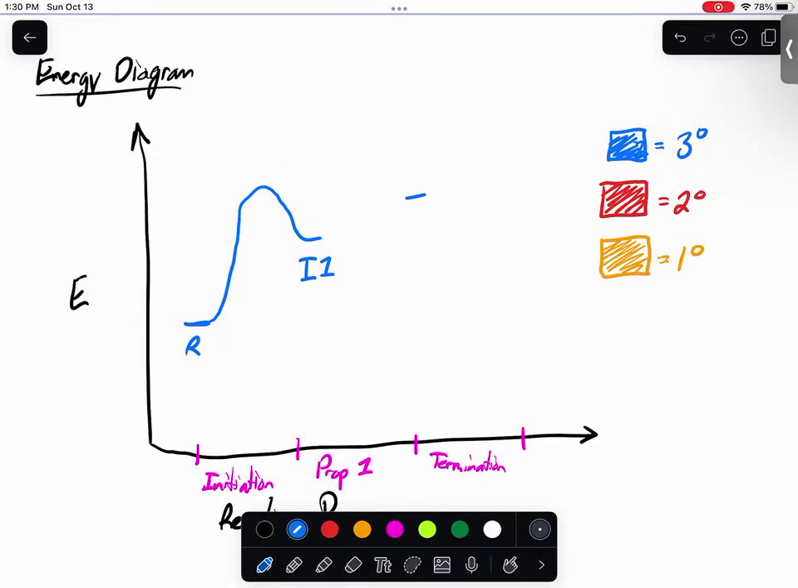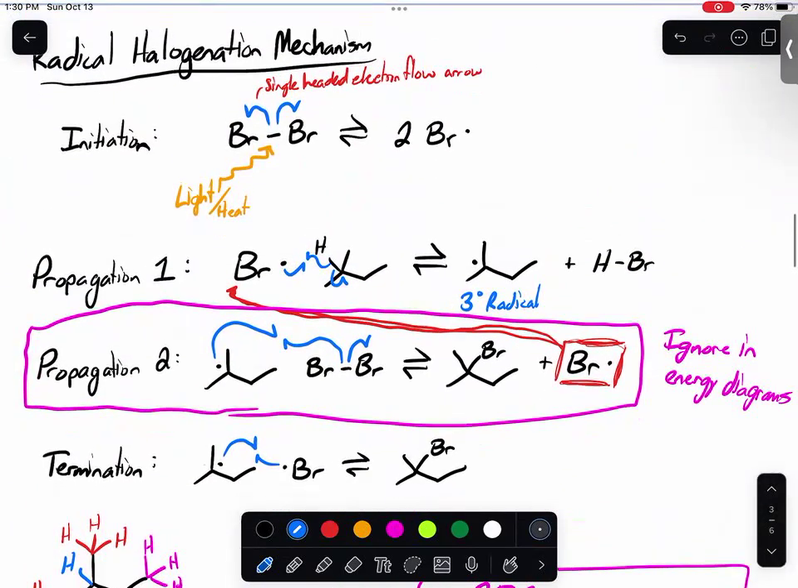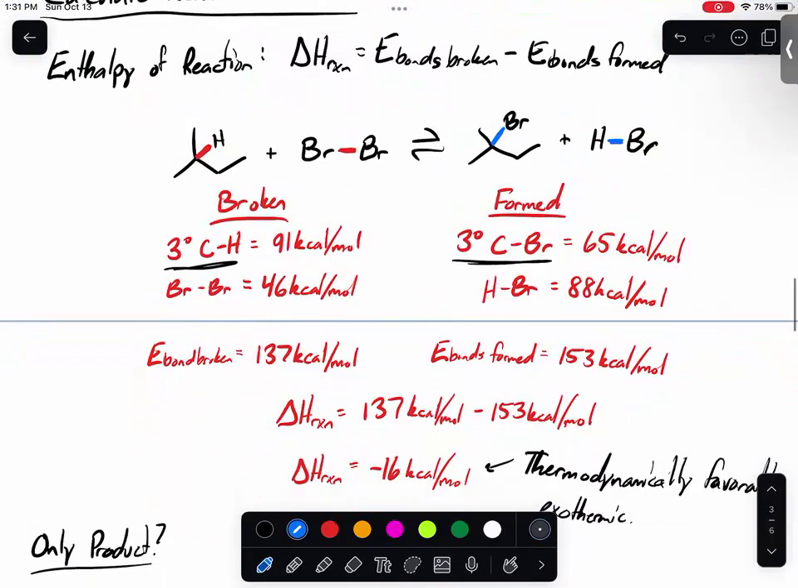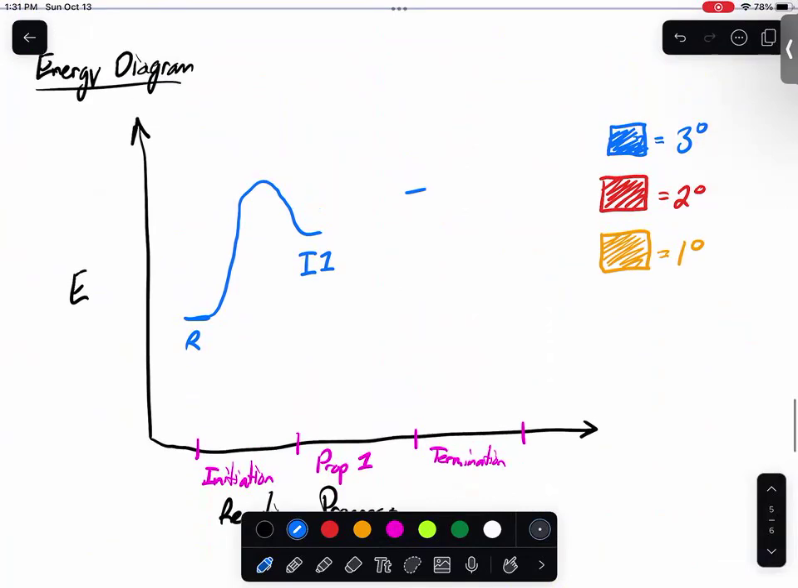If we go back to the propagation step, which is right here, we're breaking the CH bond and we're forming the HBr bond. And if we look at our bonds broken, bonds formed, the HBr bond is at 88 kcals per mole, and then the CH bond is at 91. So it's about a plus 3 kcal per mole difference between the first intermediate and the second intermediate for the tertiary, right? That, of course, is also true of these other ones where they're a little higher, but they are even worse off in terms of enthalpy because they are all forming less stable radicals.